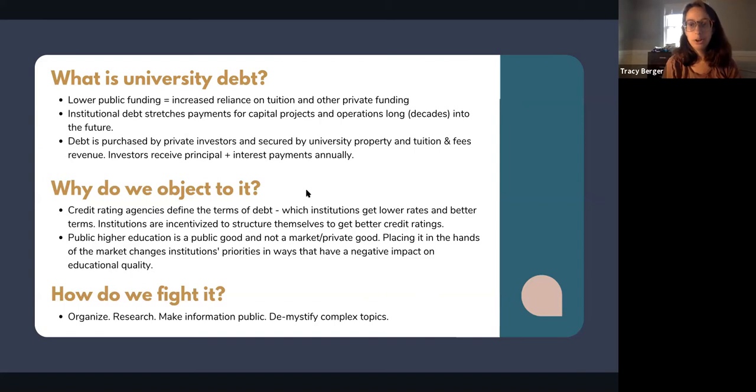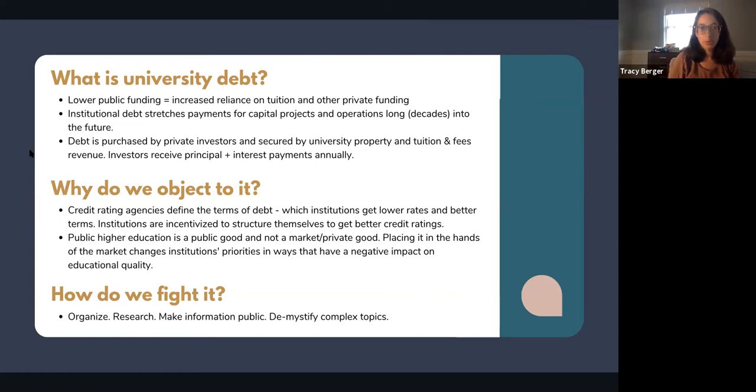And they're secured against university property and the tuition and fees of students. That gets into the actual rules of the bond, which are individual for each bond that's released. The investors receive principal and interest payments regularly, mostly annually, sometimes more frequently than that. Some years they just get interest, sometimes they get both, it just depends.